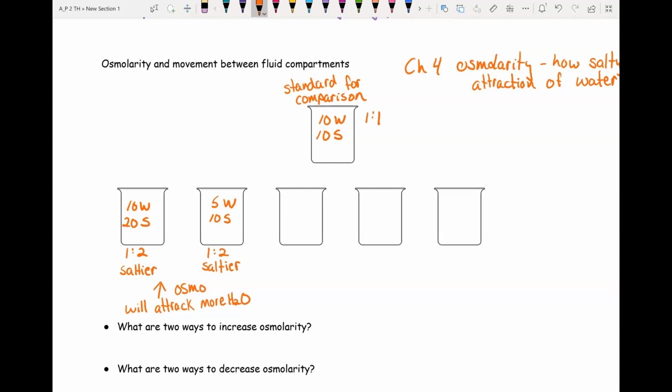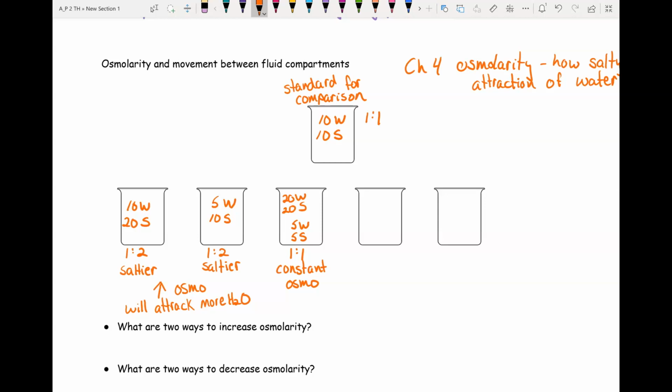Okay, in the middle one here, we're going to keep a constant osmolarity. If we double the water and we also double the salt, nothing really changes as far as osmolarity. It's still a 1 to 1. If we cut both in half, if we only have 5 water and only 5 salt, again, it's still 1 to 1. We didn't change the osmolarity. So this is constant osmolarity. So if you change the water and salt together so that either they both increase or they both decrease, your osmolarity stays the same.